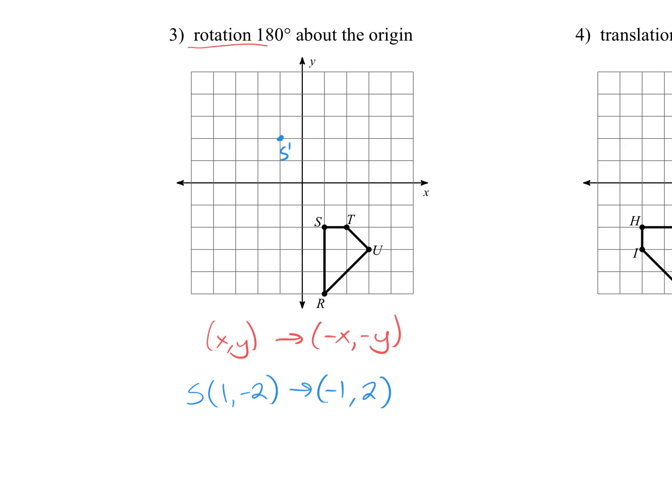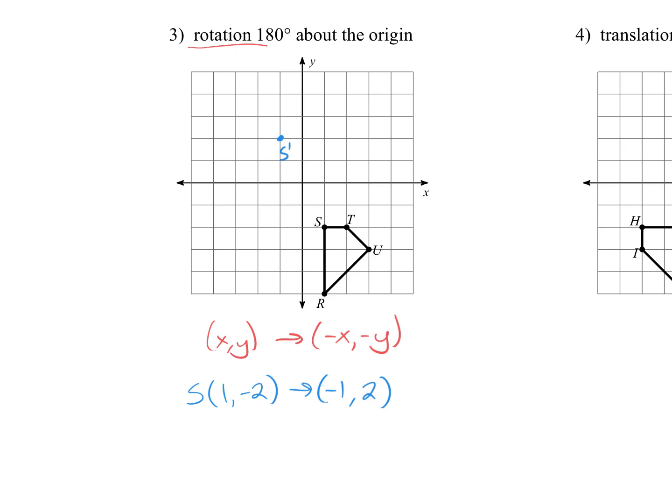Specifically with 180 degrees, how many quadrants should it move? Should move 2. Okay, so if we're in this quadrant, what quadrant should we end up in? Top left, right? Are we on the right track so far? Yes. Okay, use that to check. If you move 90 degrees, how many quadrants are you moving? 1, and then you just have to pay attention to the direction.